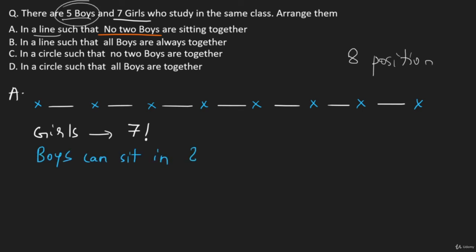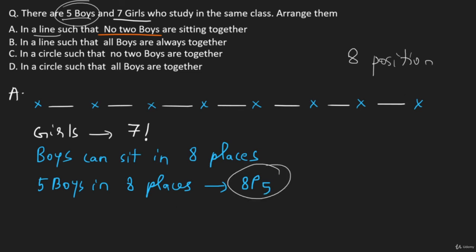So boys can sit in 8 places and you have 5 boys. So 5 boys in 8 places can be seated in 8p5 ways, right? What is 8p5? The number of arrangements when you have to select 5 items out of 8 items. So in this case, out of 8 positions, you have to choose 5 positions, and once you have done the selection, you have to arrange the 5 boys in the 5 places. So that can be done in 8p5 ways.